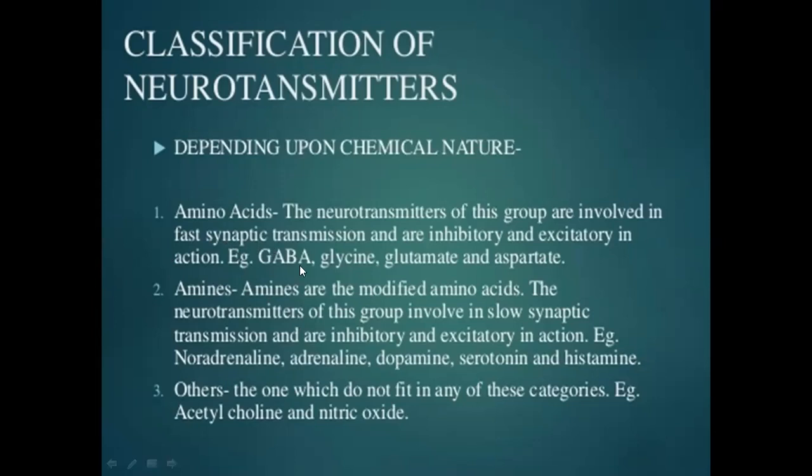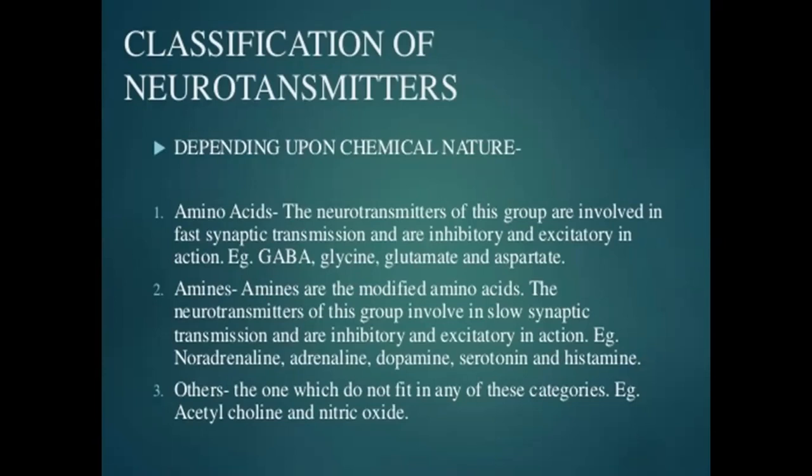Firstly, amino acid. The neurotransmitters of this group are involved in fast synaptic transmission and are inhibitory or excitatory. Both actions will be seen. Example, GABA, glycine, glutamate and aspartate.